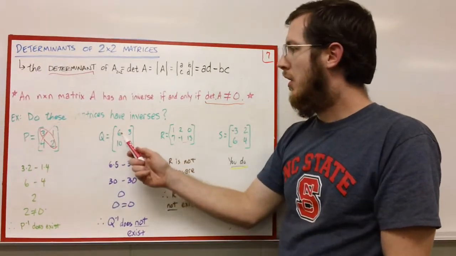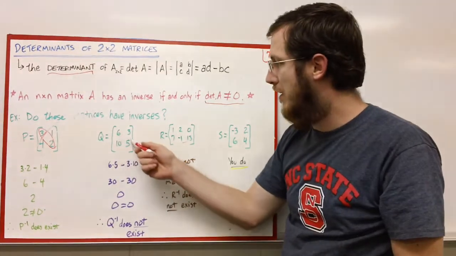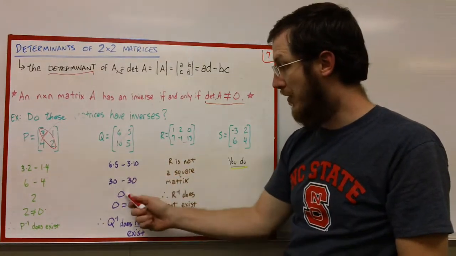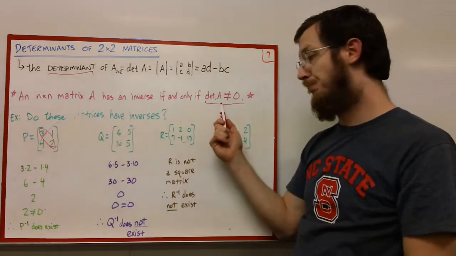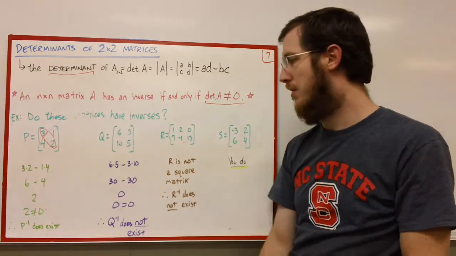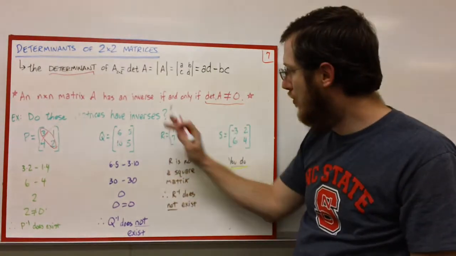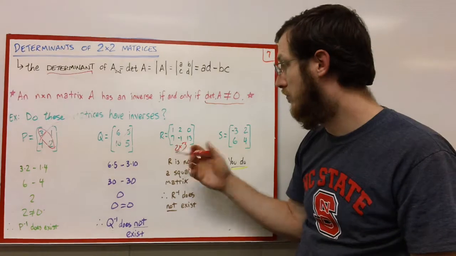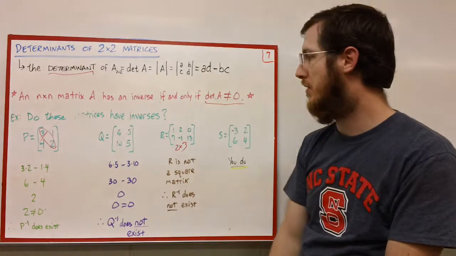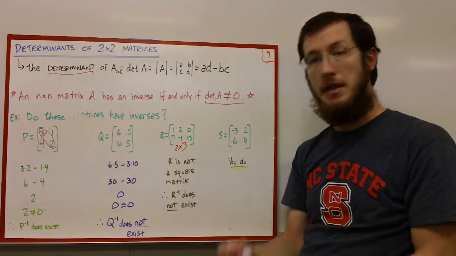Q. Q is also a 2 by 2 matrix, so it's a square matrix. So let's check it. We've got 6 times 5 minus 3 times 10. 30 take away 30 is 0. The determinant equals 0, so there is no inverse for Q. The inverse of Q does not exist. Next up, R. R is a 2 by 3 matrix. 2 by 3 is not a square matrix. Therefore, the inverse doesn't exist. It only goes for square matrices. Okay, try S. See if this matrix has an inverse in your notes.